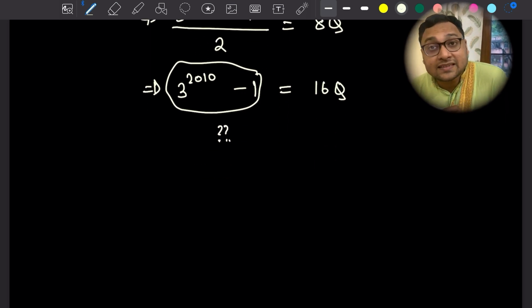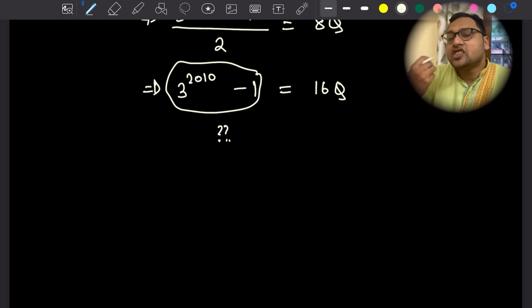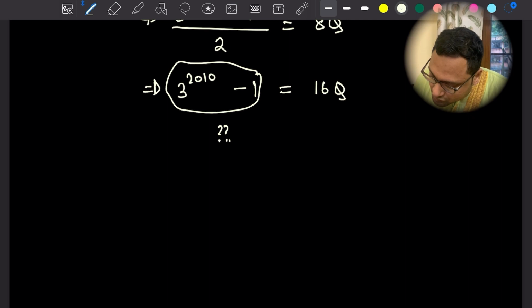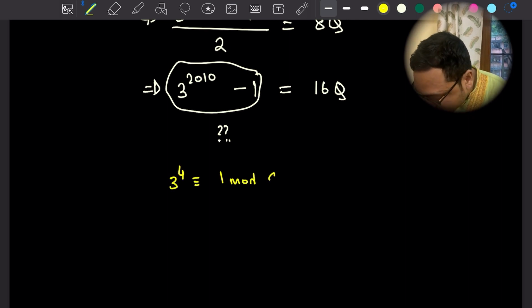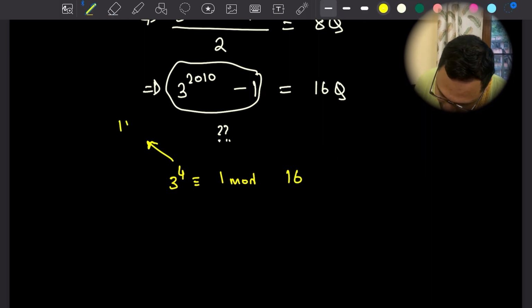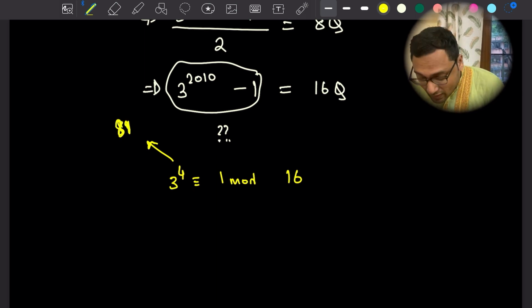Is it divisible by 16? You can again check whether it is divisible by 16 or not. For example, you could write 3 to the power 4 is congruent to 1 mod 16, because 3 to the power 4 is 81, and if you divide 81 by 16, the remainder is 1.